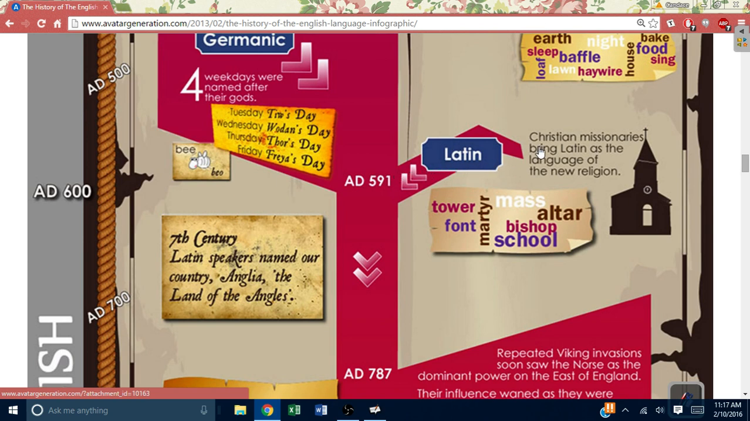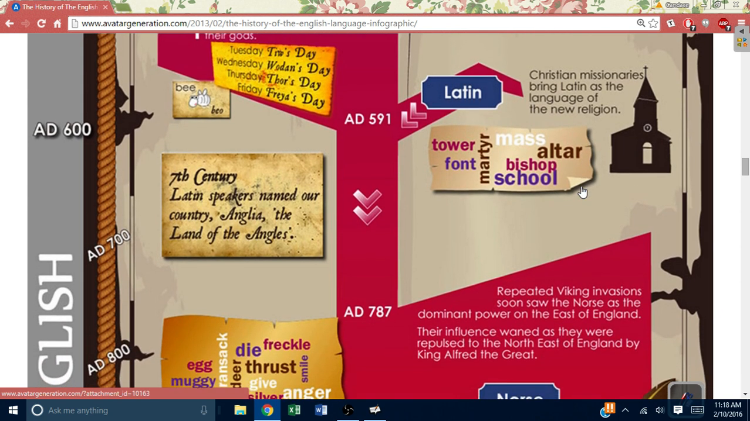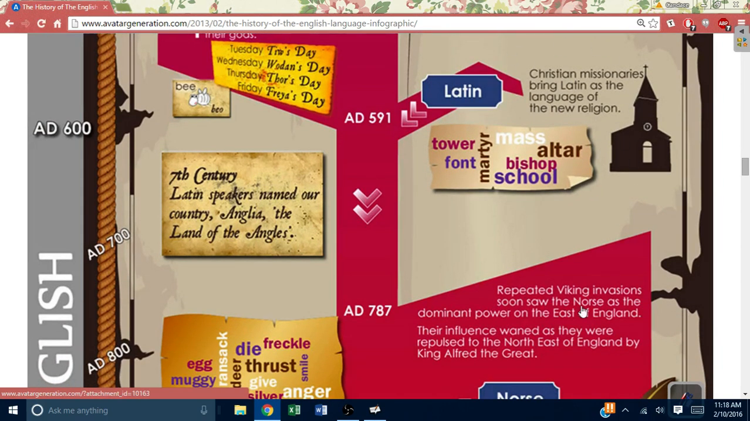So Christian missionaries, as a lot of times happens because of religion, bring languages into other parts. They bring Latin as a language of the new religion. So now we're going to get a whole lot more Latin influence than we did during the last time that the Romans invaded, because, of course, they're not coming as invaders. They are coming as religious representatives. So we get words like martyr, mass, altar, bishop, school, tower, front, which are all very religious-oriented words.